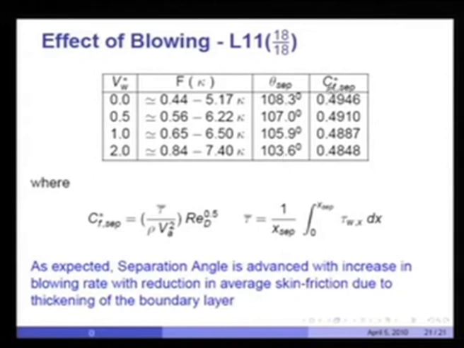Average skin friction up to the separation point, defined in this manner, of course, is highest at V w star equal to 0, but with blowing skin friction goes on reducing. So, as expected, the separation angle is advanced with increase in blowing rate, with reduction in average skin friction due to thickening of the boundary layer.